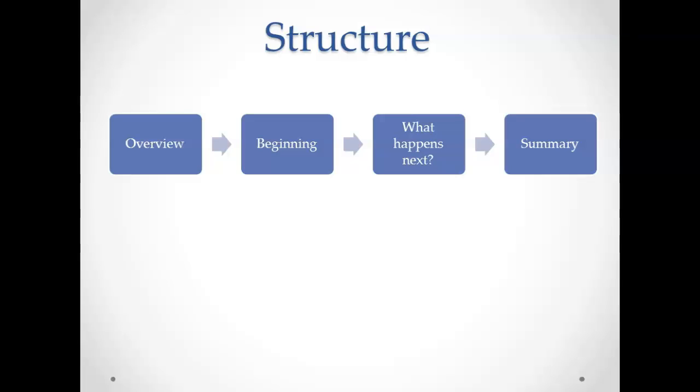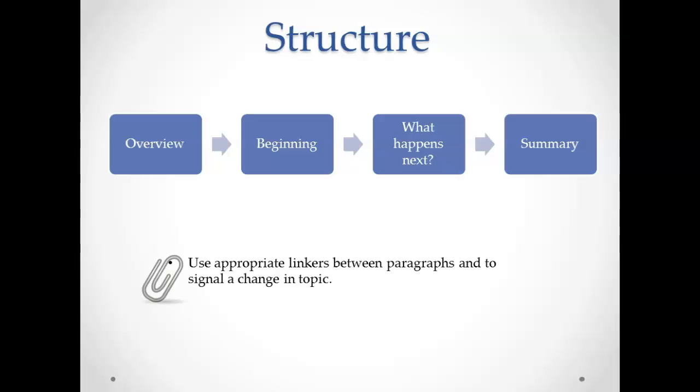Notice this text had 4 paragraphs, an overview. In the next paragraph, the student told the examiner what happened in the beginning. In the third paragraph, what happens next. And finally, there was a summary. And of course, you need to use appropriate linking techniques between the paragraphs to signal the change in topic, in this case, the change to the next map.